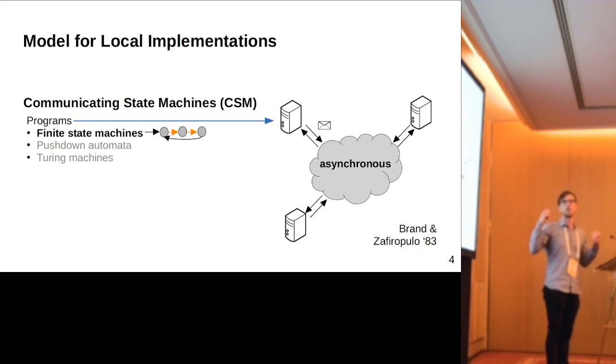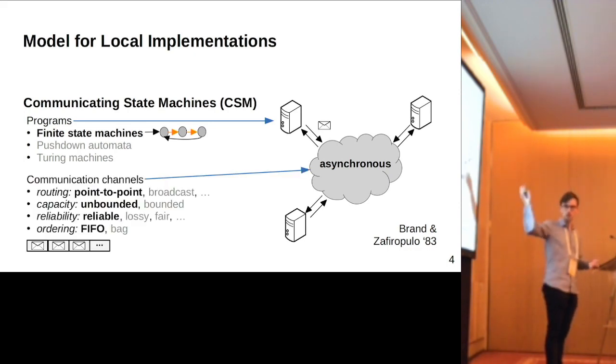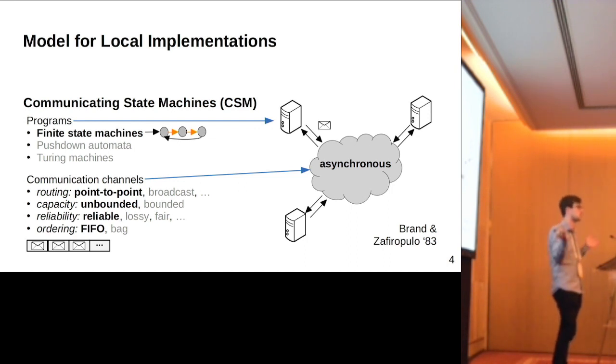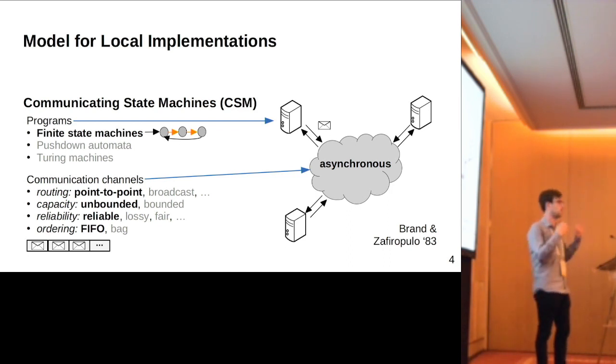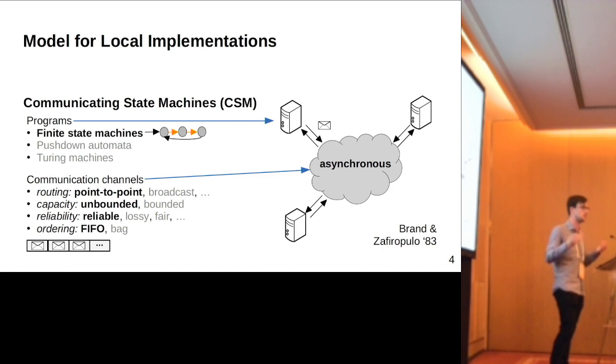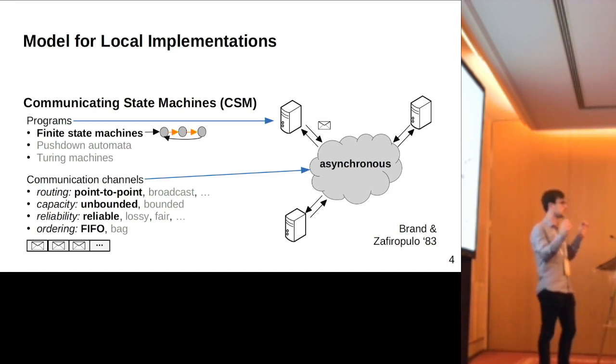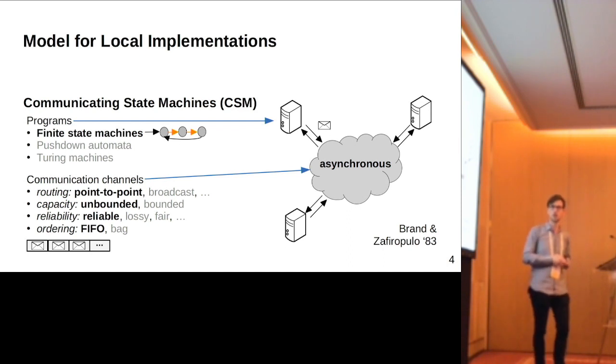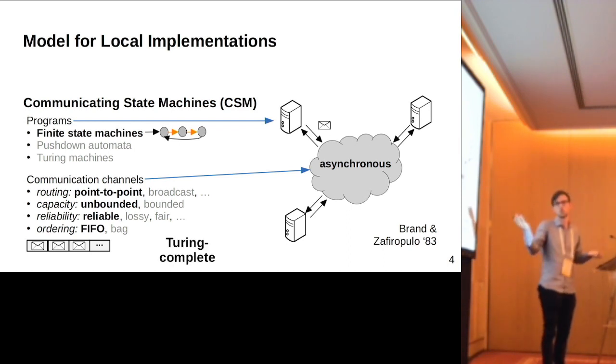And our channels are point-to-point, so a participant can decide to send a message to exactly one participant rather than just broadcasting it over the channels. Capacity is in theory unbounded. We consider reliable channels, so no lossiness or anything like that. And for each of these channels, which is one between each two participants for each direction, the order is FIFO. Okay. Interestingly, this model is known to be Turing complete, as established 40 years back.